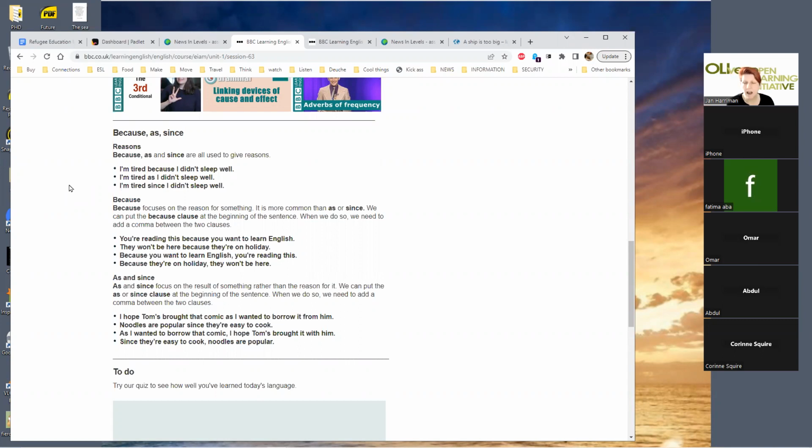Because is definitely the easiest to use and the most straightforward as well. It does focus on the reason. You're reading this because you want to learn English. They won't be here because they're on holiday. It does focus on the reason, doesn't it?